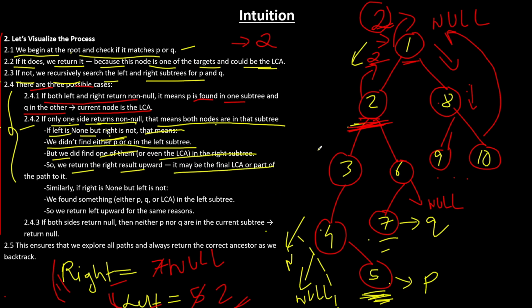It may be the LCA because, suppose these are the two nodes, and I return this particular left and right, and here also the left is there, so this becomes the LCA. That's why I said it may be an LCA.